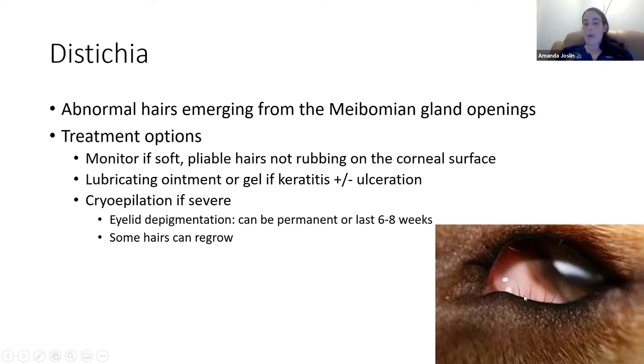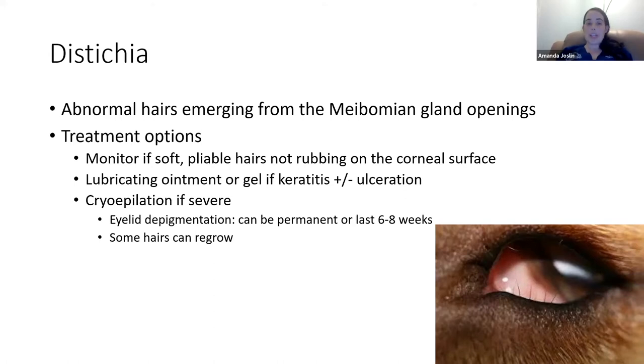Those are hairs coming out of the meibomian gland openings. It's very commonly an incidental finding. When I'm concerned about it is when it's causing ulcers or chronic irritation to the eye or chronic epiphora from the eye. So if it's enough to cause an issue, the options are trying a lubricating gel and seeing if that will help decrease the irritation, or cryoepilation. So freezing and plucking up the hair follicles.